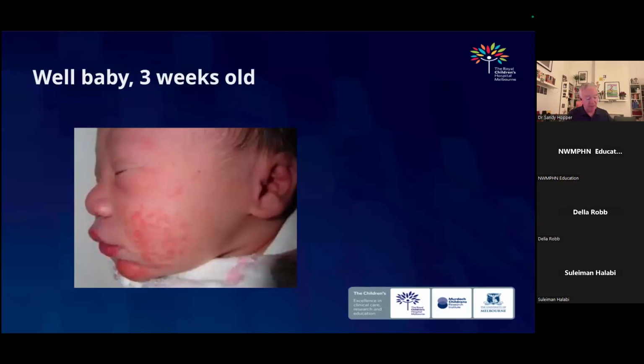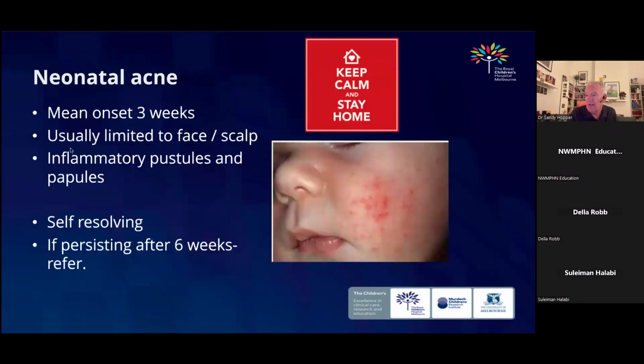Well baby, 3 weeks old, and we've covered this already. It's a really well baby. It's quite pustular, deep, a little bit cystic, and this is neonatal acne. I must say, when I look at that photo, I'm not going, isn't that erythema toxicum? But I think it is on a spectrum. It's more inflammatory, has more pustules, and I refer them if it's persisting after 6 weeks. It usually doesn't.